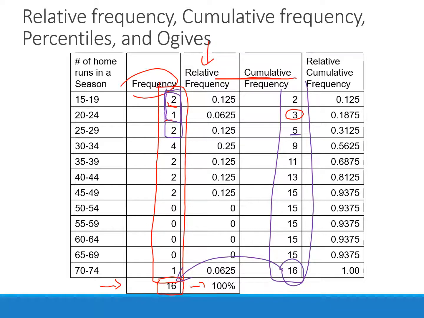Once we get to the bottom of our cumulative frequency, this number should always match whatever our total is. And then relative cumulative frequency, anytime you see the word relative, relative just means take that number and switch it to a percentage. So 2 over 16, 3 over 16, etc., etc.